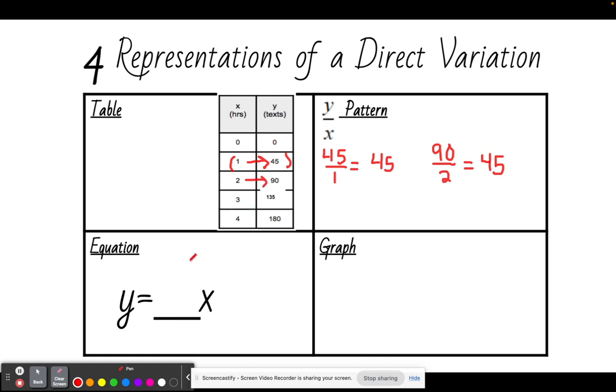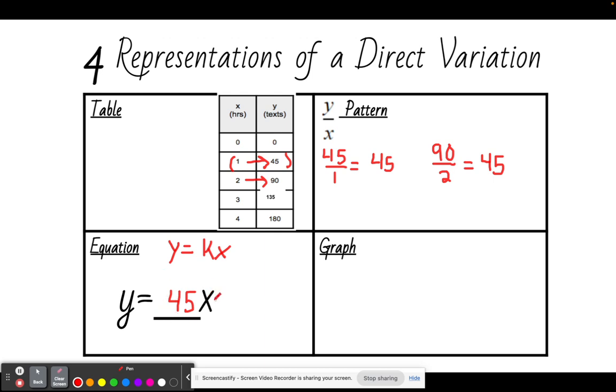So my equation for this is y, my number of texts, equals 45 times x, my number of hours. There's nothing added on. It's not a plus anything. It's just y equals 45x. So this is my y equals kx. The k in this case is my slope. Why is k slope in this case? I have no idea why they give it the letter k, but they do. So y equals kx for a direct variation.